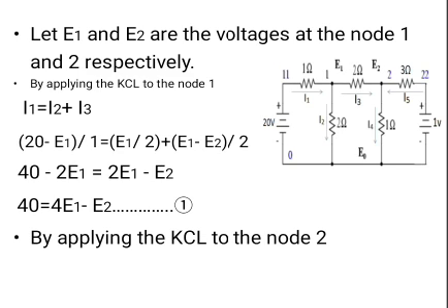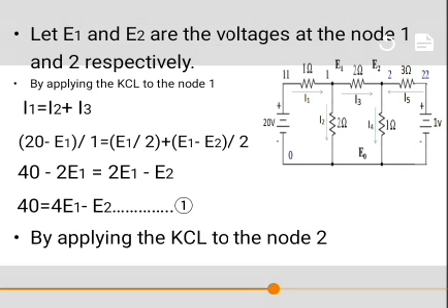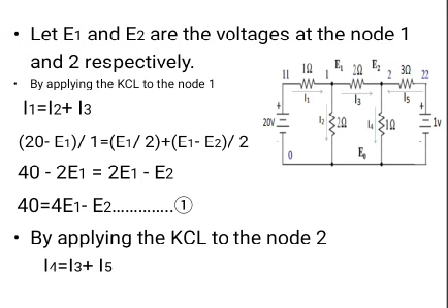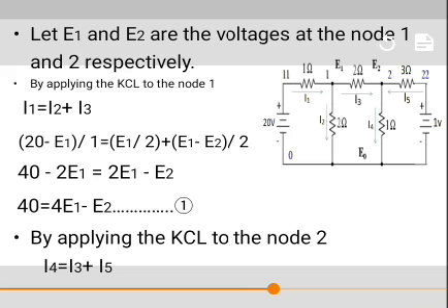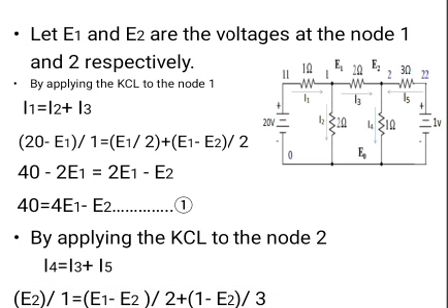By applying KCL at node 2, I4 equals I3 plus I5. That means I4, the current, is flowing away from the junction, while I3 and I5 are flowing towards the junction. So I4 equals I3 plus I5.